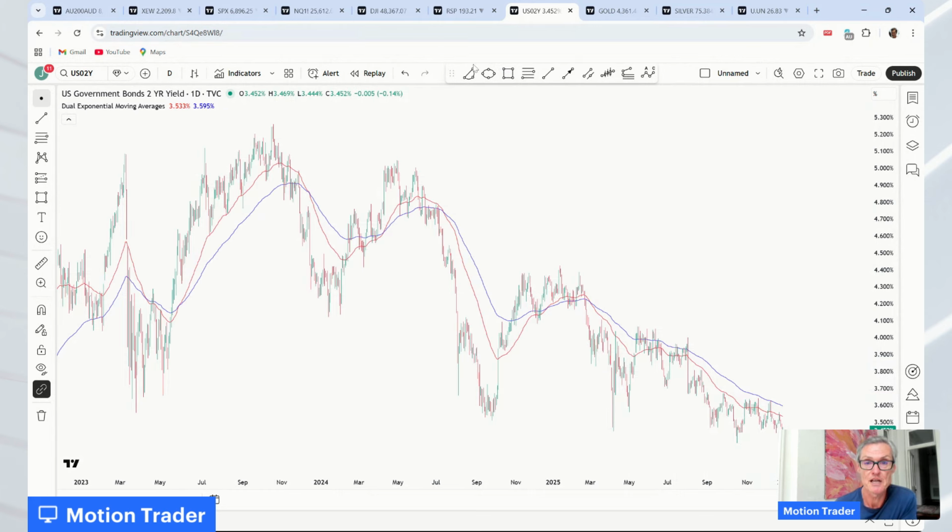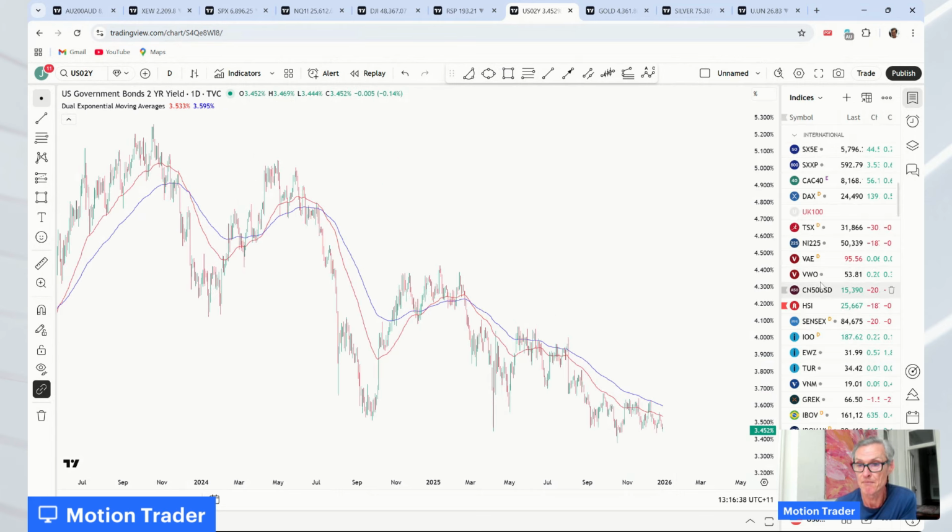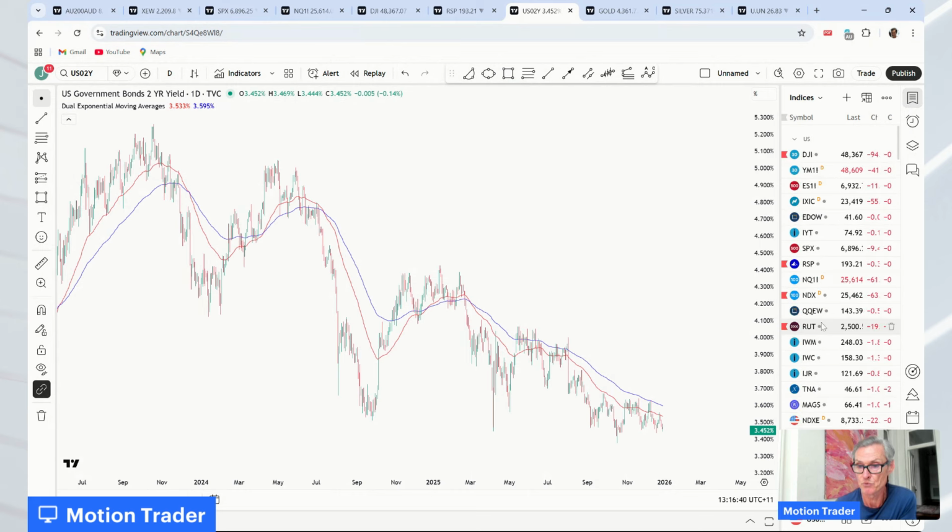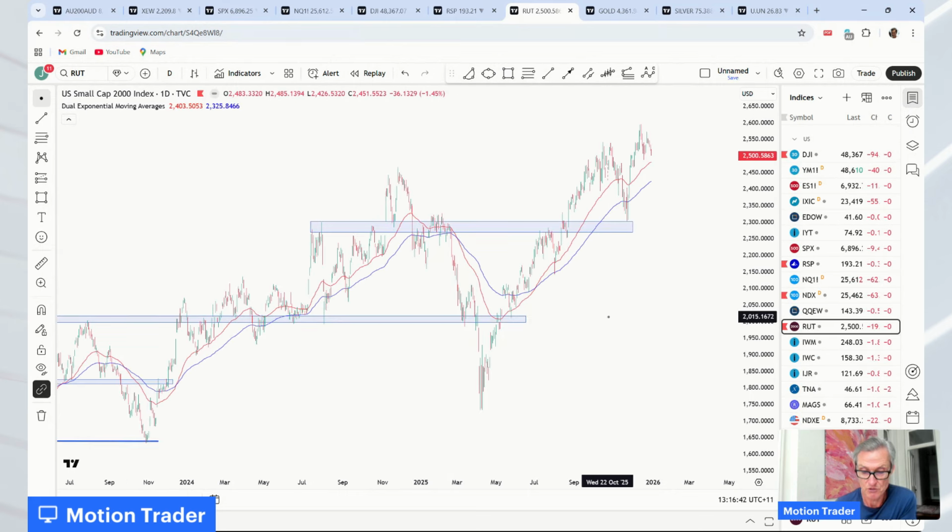All right, so let's start with our US small caps. We'll start with the Russell 2000.